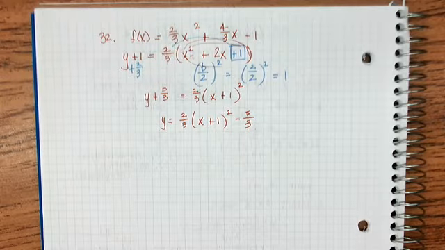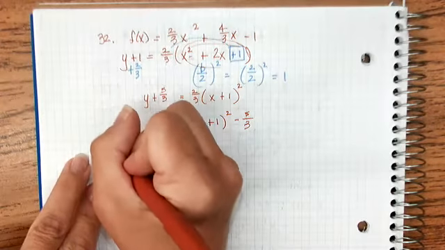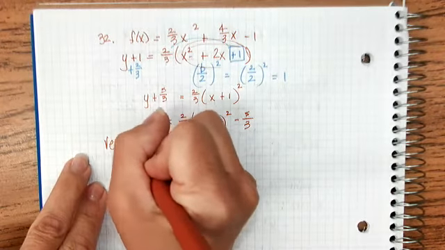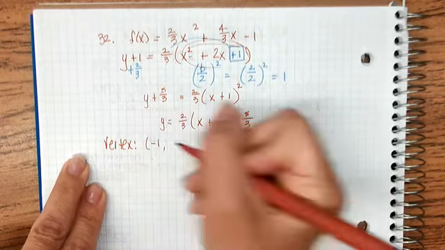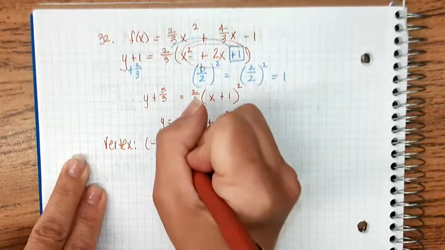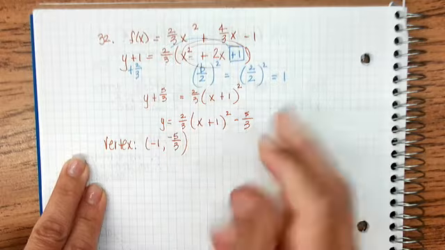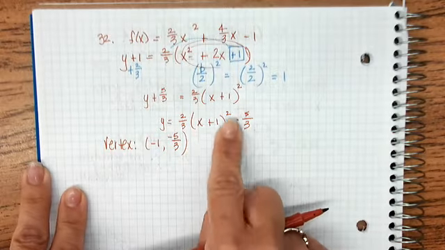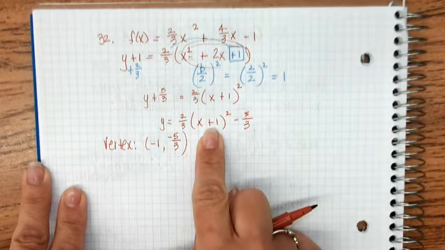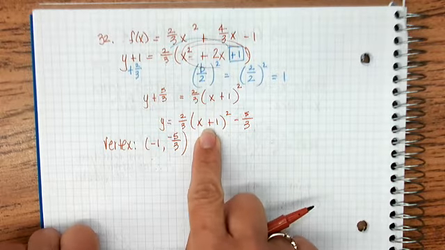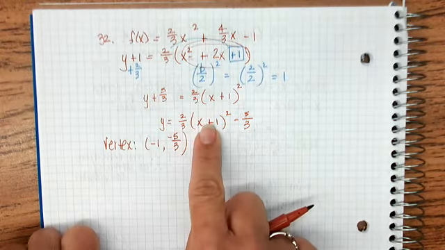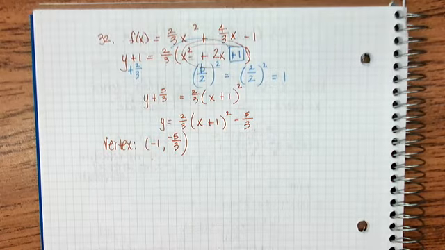Okay, vertex is going to be at -1, -5/3. What value of x makes this quantity 0? -1. And if x is -1, you get 0 squared is 0 times 2/3 is 0, and you're left with -5/3.